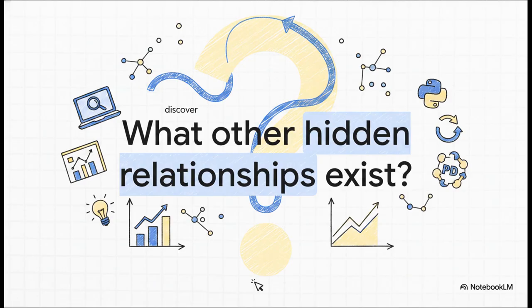So now that you know how to unlock these secrets using pandas and linear correlation, I've got a challenge for you. Go find your own data set. Start exploring. What other hidden relationships exist in the world around you, just waiting to be discovered with a few lines of Python code? Keep coding and keep asking those great questions.